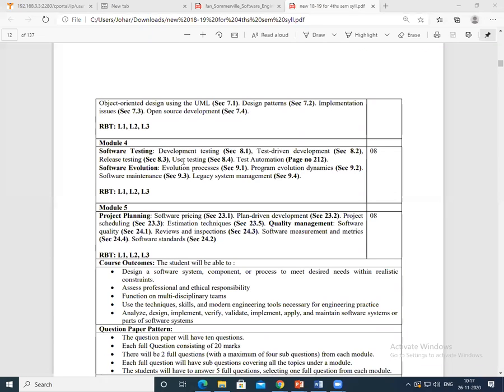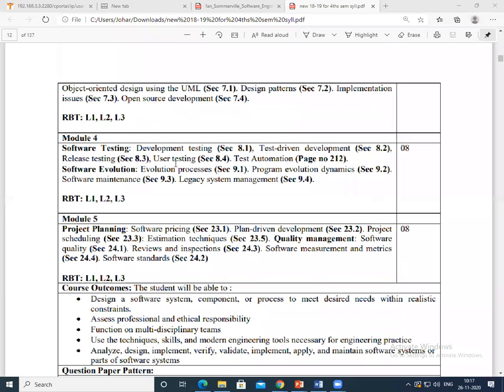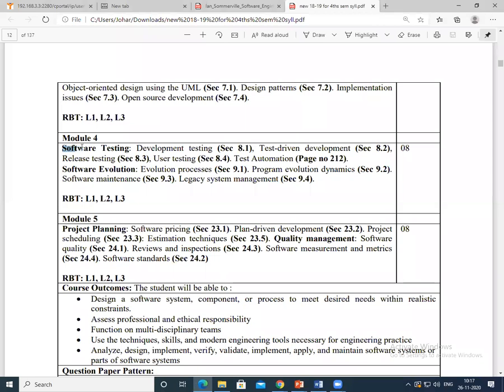So we have started software testing. We have just covered the concept of software testing. Today we need to start with what is development testing. There are two chapters, chapter 8 and 9, both for module 4.